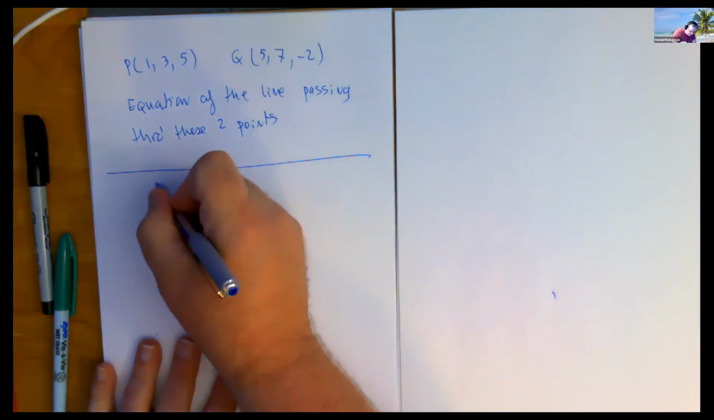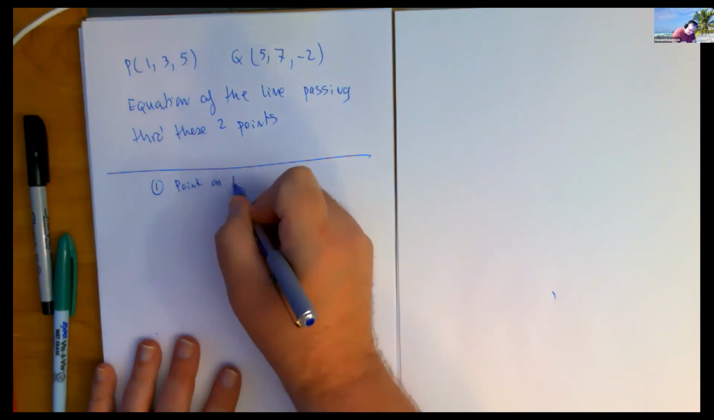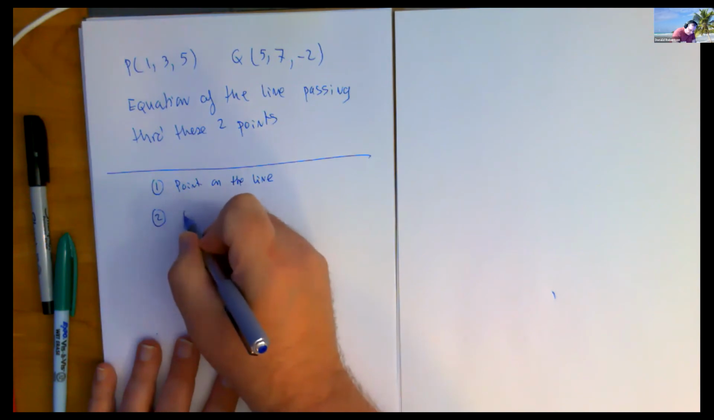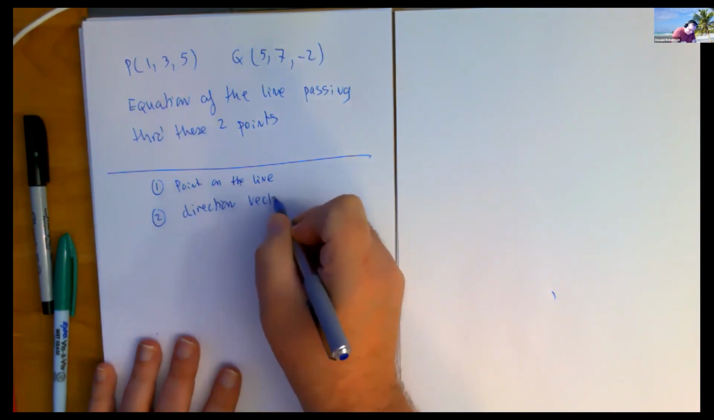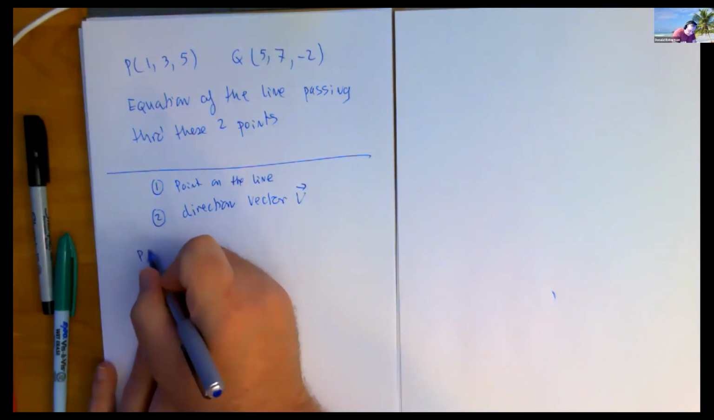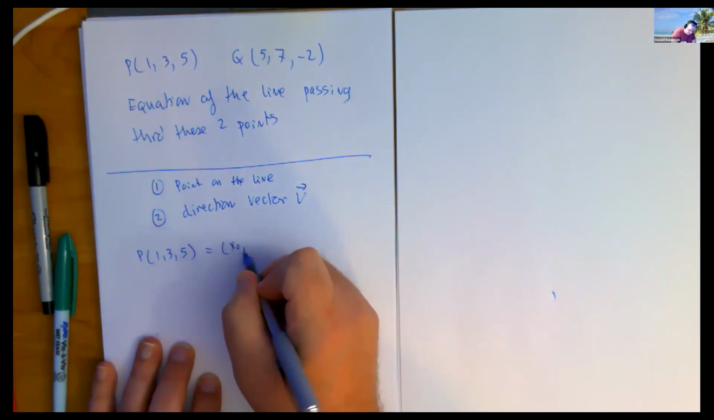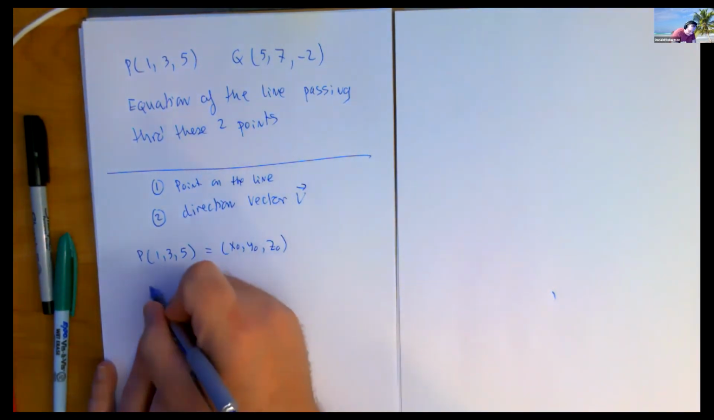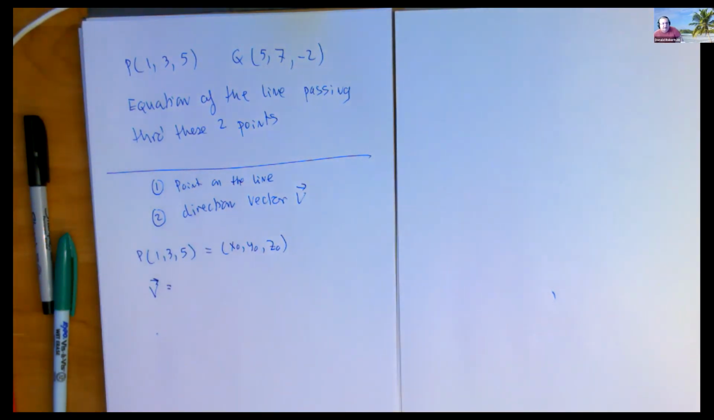Well, I need 2 pieces of information. I need to know a point on the line. And the second piece of information I need to get is the direction vector. Well, the point on the line's pretty easy. 1, 3, 5. And I'm going to call that x naught, y naught, z naught. And how am I going to get the direction vector?